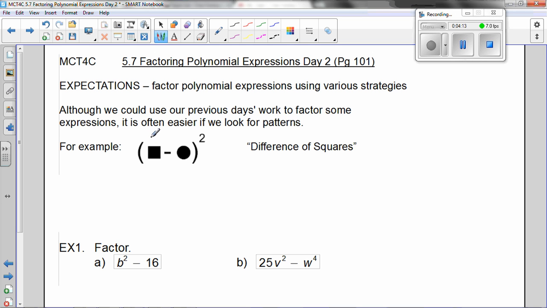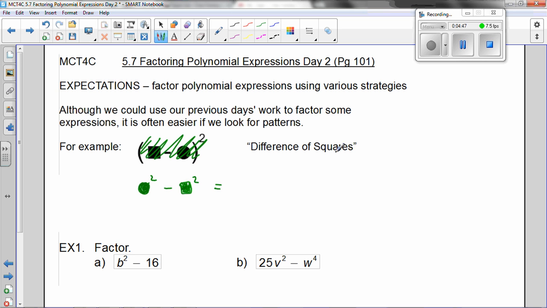This pattern's wrong, by the way. This isn't what we want to find at all. It's actually, this is the pattern. We're going to have something squared, subtract some other thing squared. And I use shapes instead of letters, just because, you know, it doesn't have to be a letter. It doesn't have to be a number. These things can be anything, shapes. And I can still see the pattern.